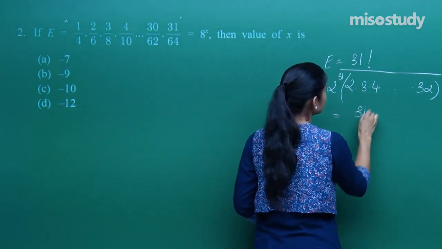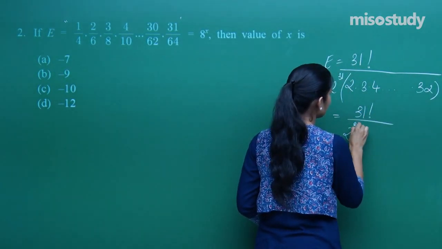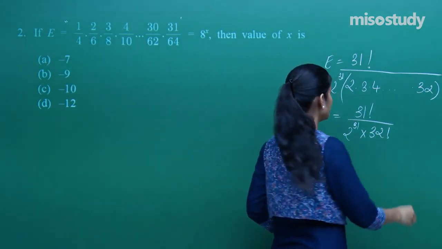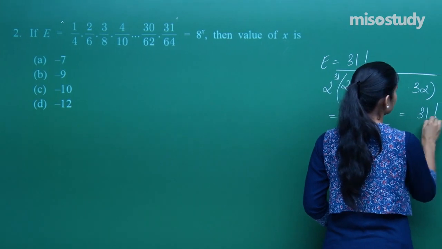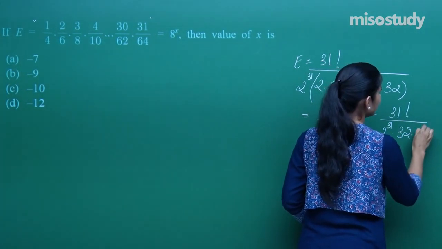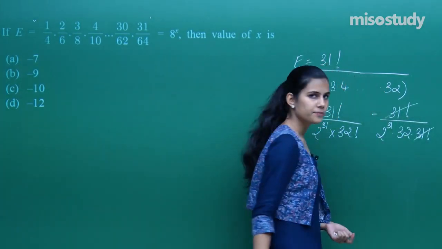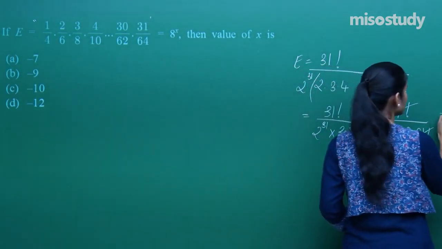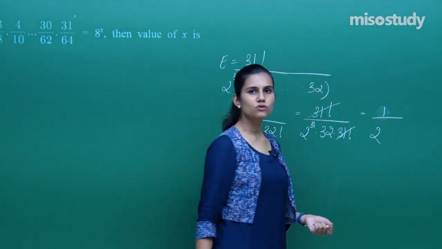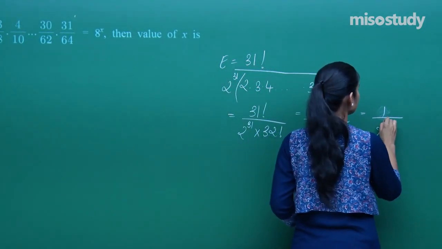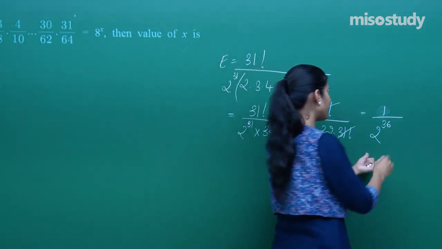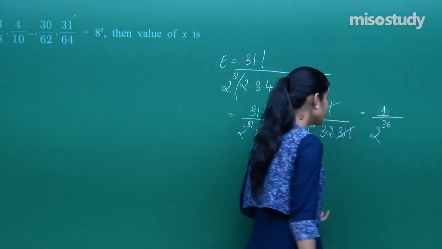Which means E is 31 factorial upon 2 to the power 31 into 32 factorial. Which is 31 factorial upon 2 to the power 31 into 32 into 31 factorial. 32 can be written as 2 to the power 5. So 2 to the power 31 into 2 to the power 5 is 2 to the power 31 plus 5, which is 36. The moment it is 2 to the power 36, what is the next step?